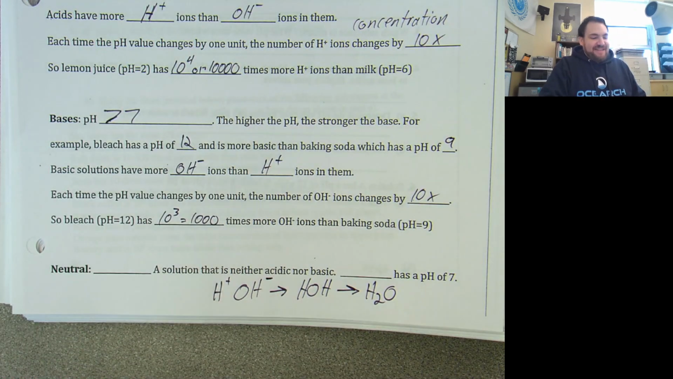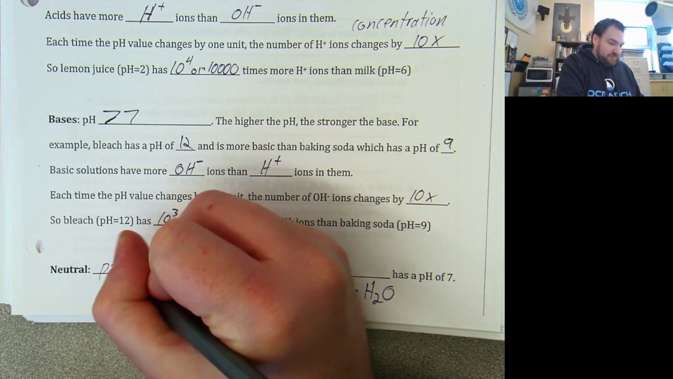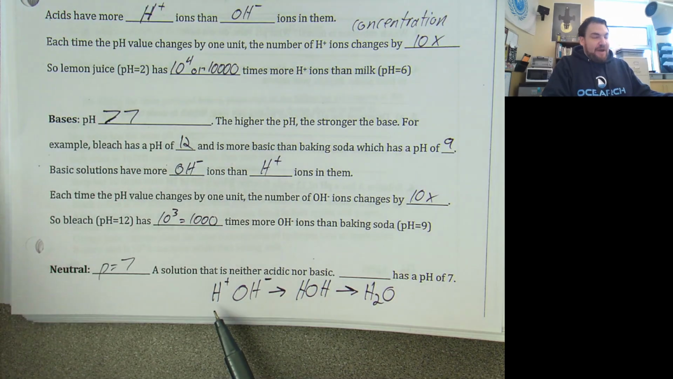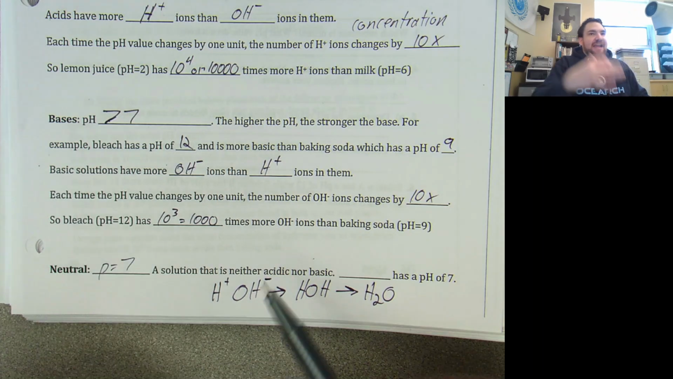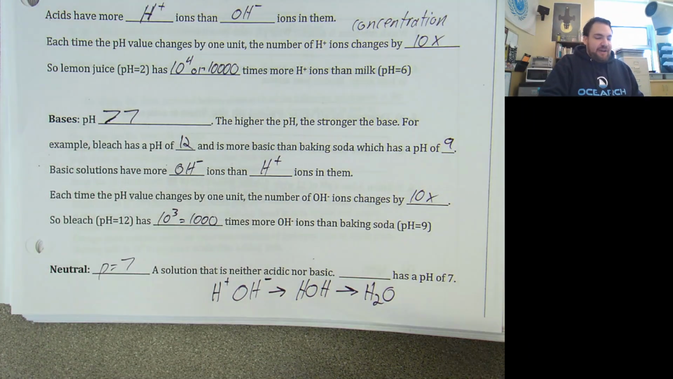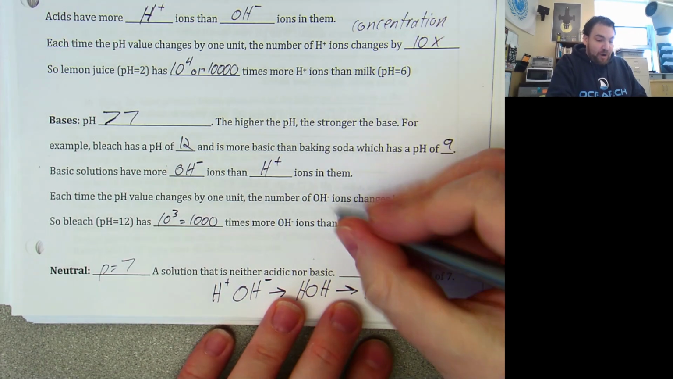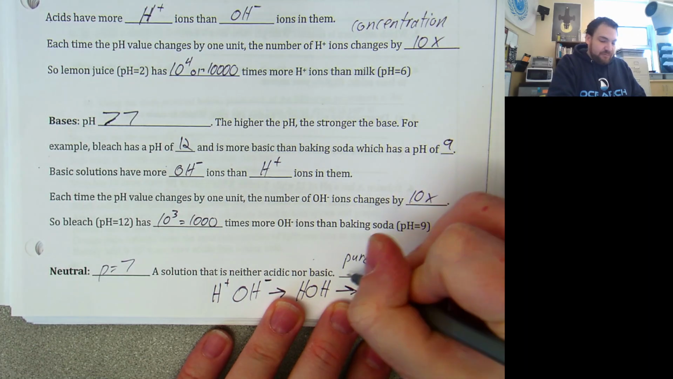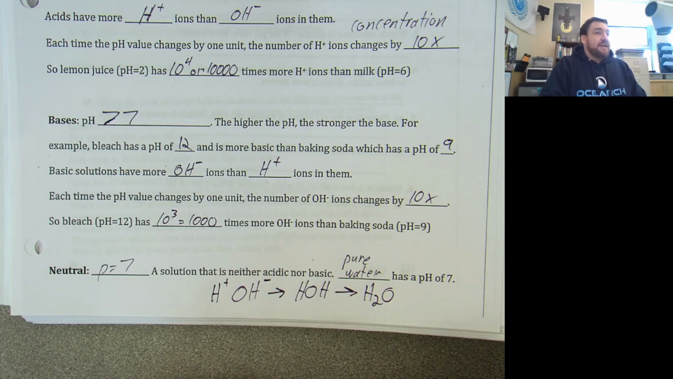And Vikram already said it. The reason water is neutral is because you have the same amount of H as you do OH. When you have the same amount of H and OH, they come together and form H2O, which we call water. Pure water has a pH of 7. But things become acidic or basic when you dissolve things into water.